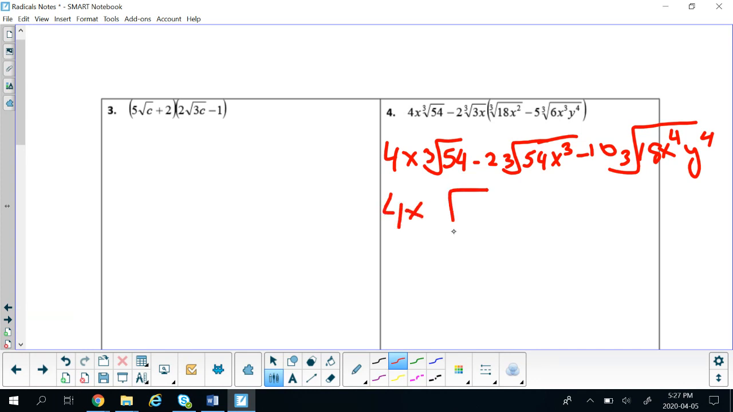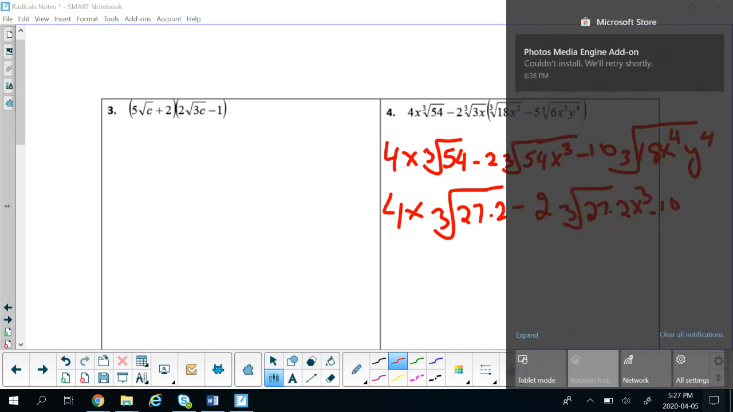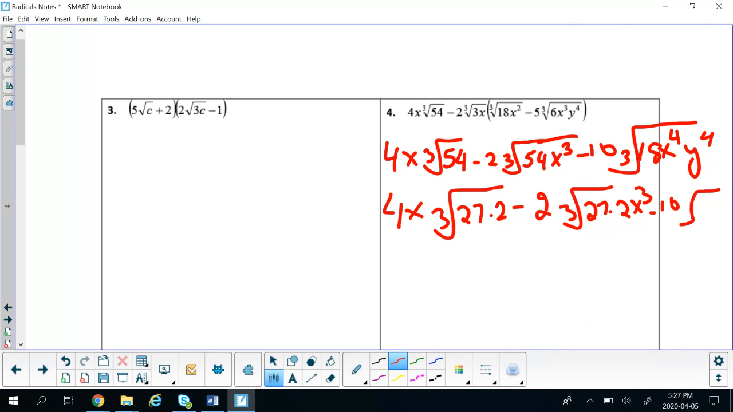4x, 27 times 2, minus 2 cube root of, same thing, 54 can be written as 27 times 2 x cube, minus 10. In this, I'm gonna write for now this as it is, 18x power 4 y the power 4. Okay, cube root of 27. 27 is a perfect cube. So cube root of 27 is 3. So 4 times 3 becomes 12.